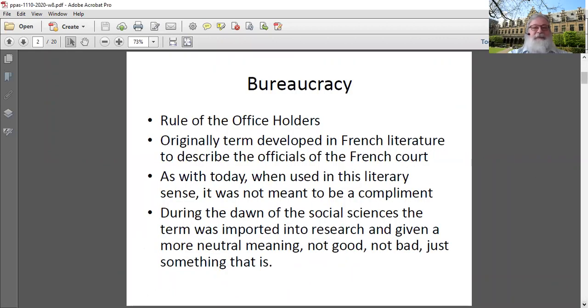So, bureaucracy, a French word which literally means the rule of the office holders. And as noted, it was originally developed in French literature to describe the officials of the French court. And as with today, it wasn't used as a neutral term. It was meant to be derisive and to imply somewhat of an insult.